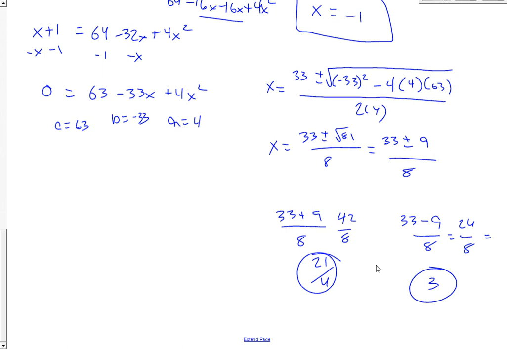If I happen to run into a radical that isn't a perfect square, you need to simplify the radical as much as possible.